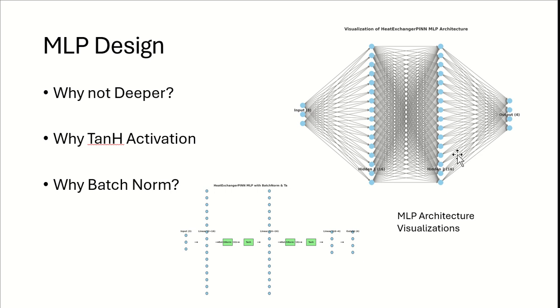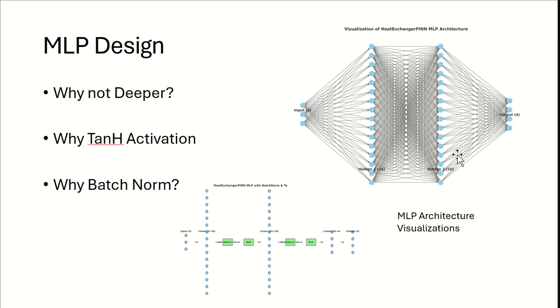And then the question you may ask is why the tanh activation. We use the tanh activation rather than the more common ReLU or leaky ReLU function, because tanh is differentiable everywhere and has bounded outputs, which is essential when we're computing derivatives for physics constraints. So this smoothness really helped with the gradient flow and the numerical stability.